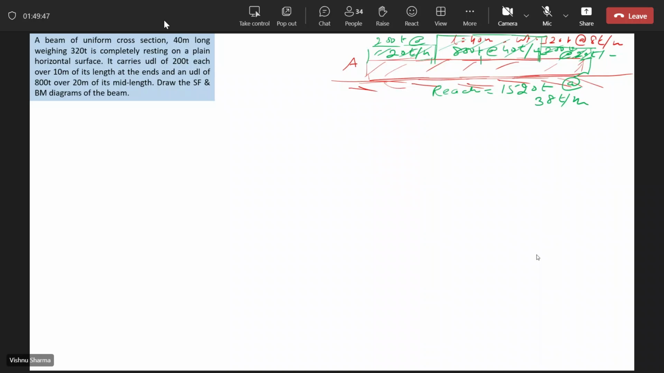Now, look at this diagram. How many minimum points do you think we need in this case for the SF diagram? Use your concept of beam. How many minimum points, class? Tell me. 4. Minimum 4. 4. 7. Which minimum 7, beta? Can you tell me which 7?